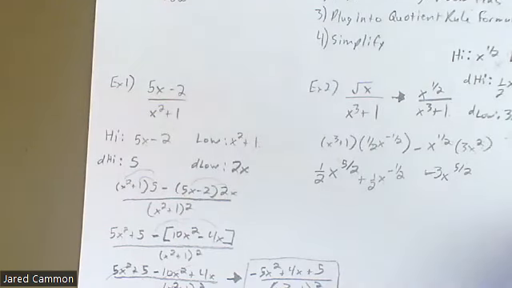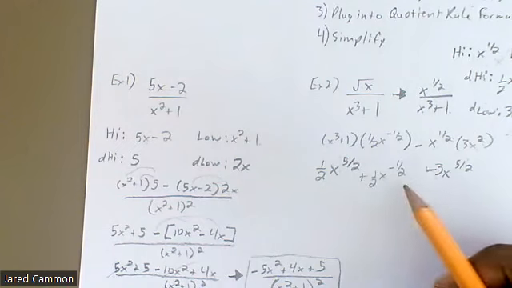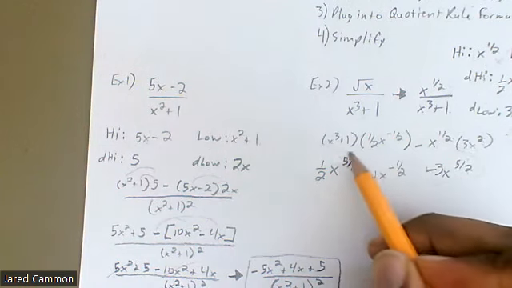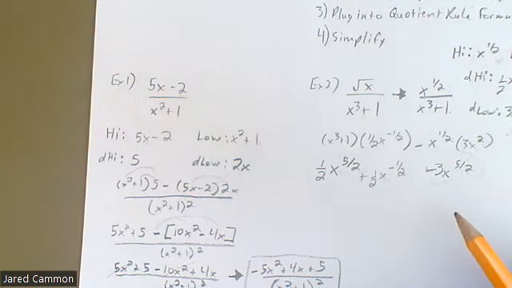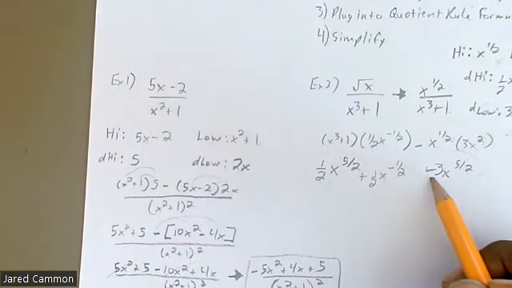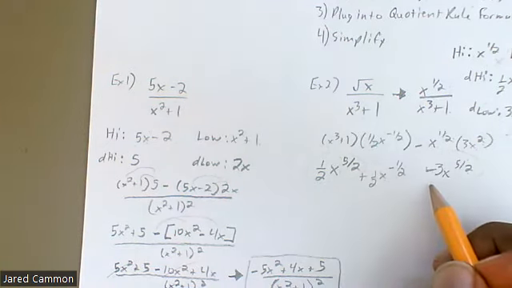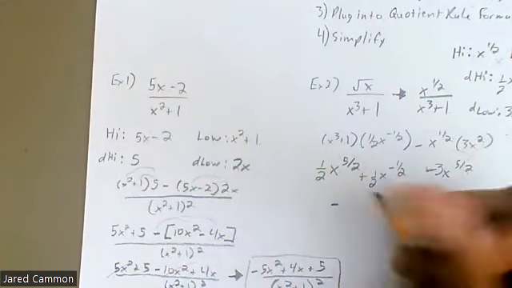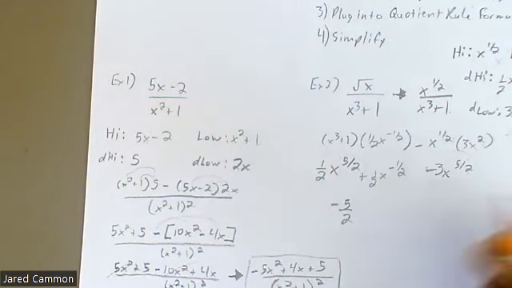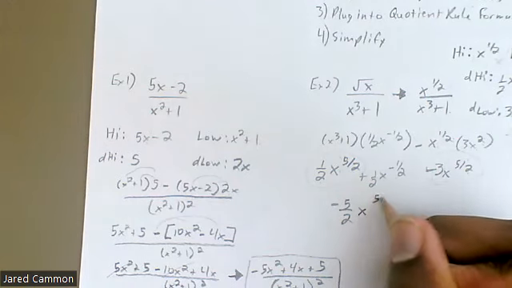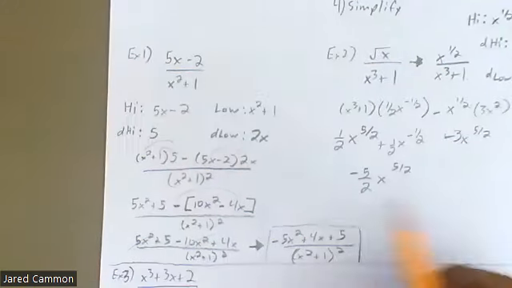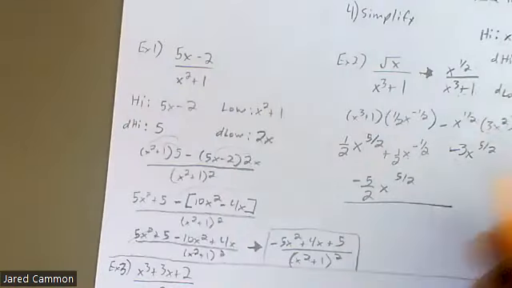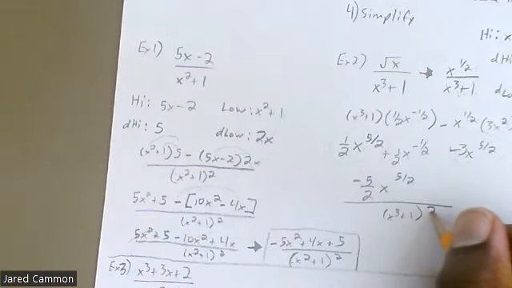Now we can see if we can simplify here. So we have an x to the 5/2, an x to the negative 1/2, and an x to the 5/2. So these terms both have an x to the 5/2, so we can combine them. All right. So we're going to add a 1/2 to a negative 3. And that's going to give us a negative 2.5 or a negative 5/2. So we have negative 5/2 x to the 5/2. And then all that is going to be over low squared, and low squared was x cubed plus 1 squared.